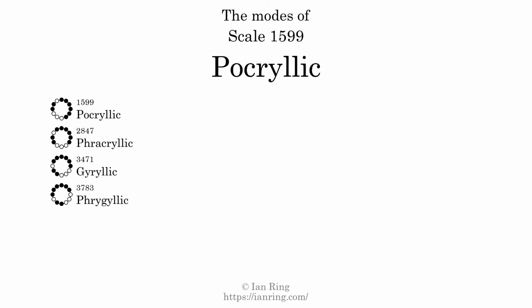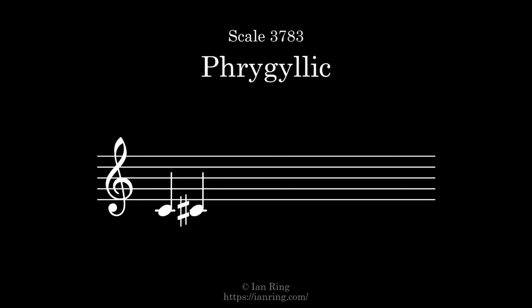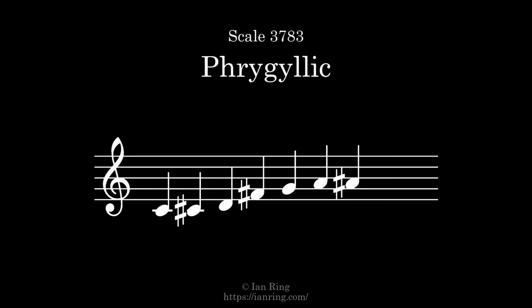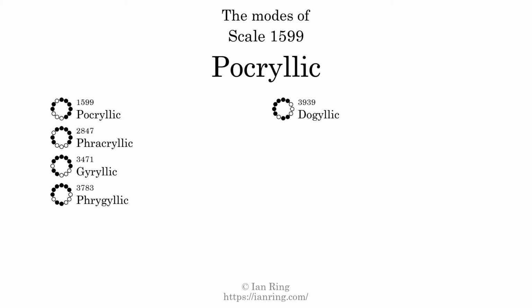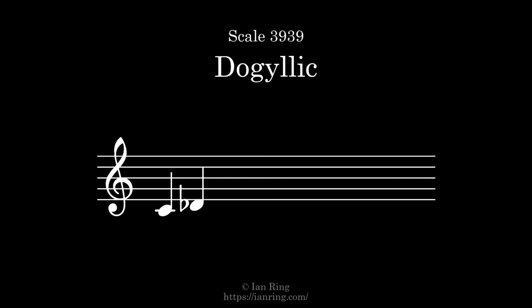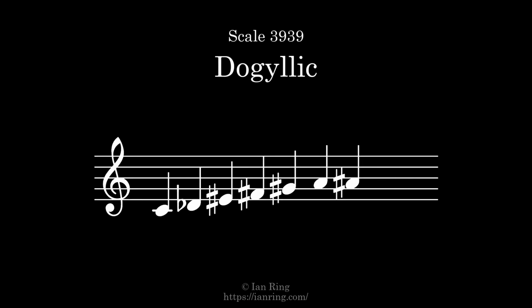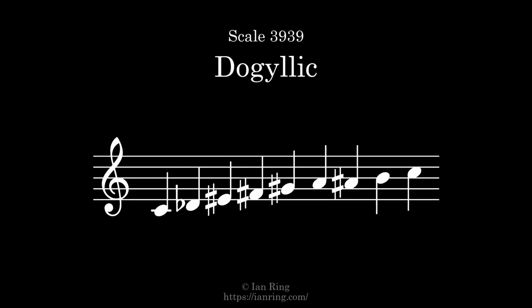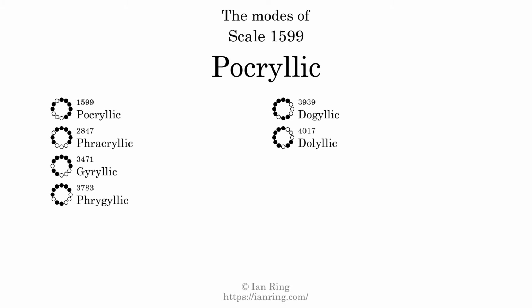The fourth mode is scale 3783, also known as Pocryllic. It sounds like this. The fifth mode is scale 3939, also known as Pocryllic. It sounds like this. The sixth mode is scale 4017, also known as Pocryllic. It sounds like this.